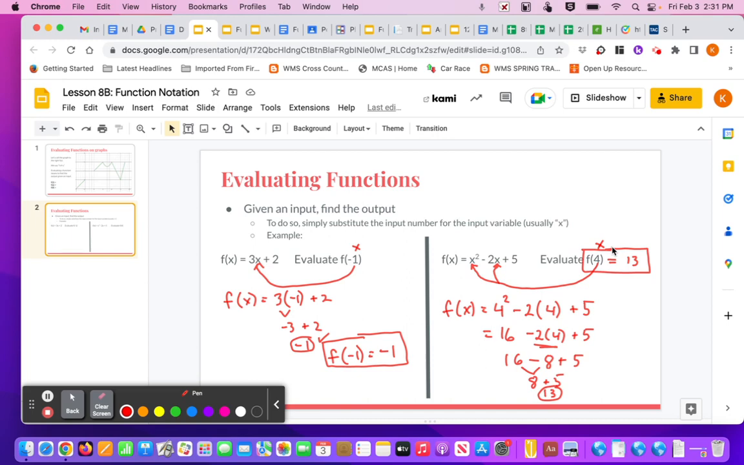So kids, now you know how to evaluate functions. You can do it from a graph. You can do it given some equations.